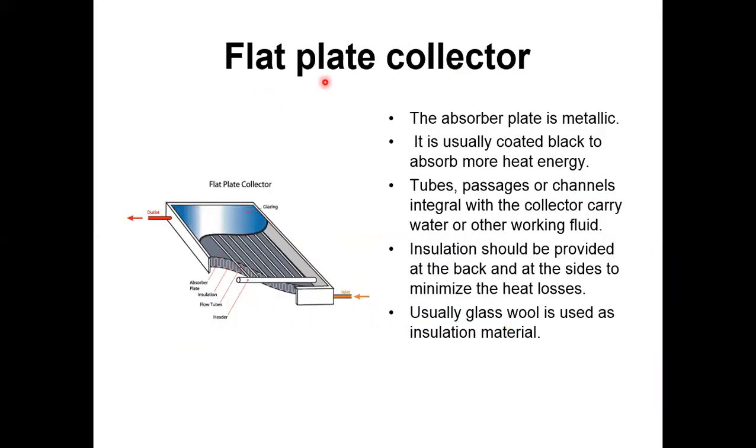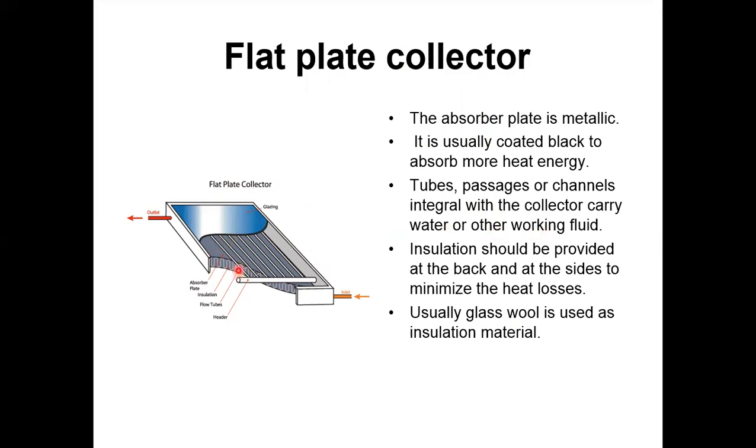Then next we'll study the flat plate collector. Here we can see the flat plate collector. The absorber plate is metallic, and it is usually coated black. Why are we coating it black? Because it absorbs more heat energy. And tube passages are there with the collector, which carry water or the working fluid.